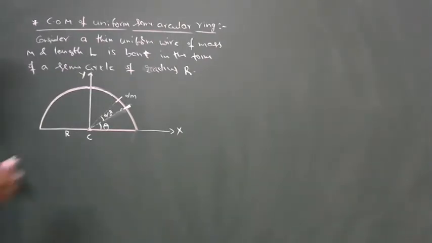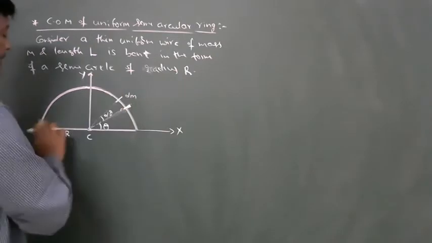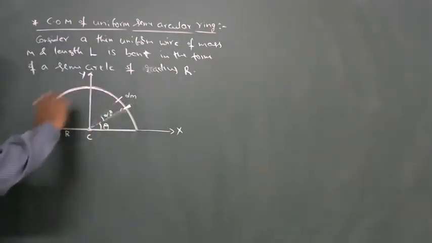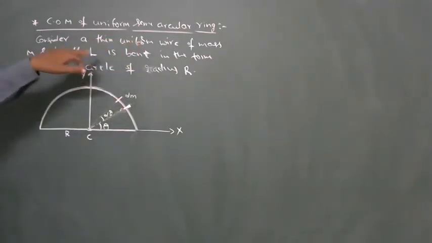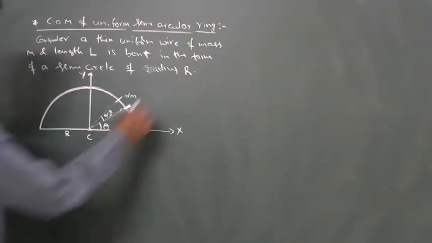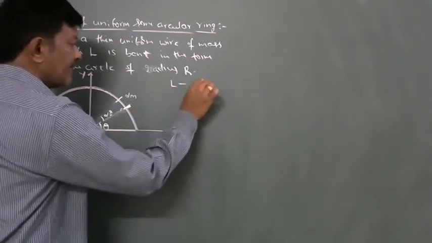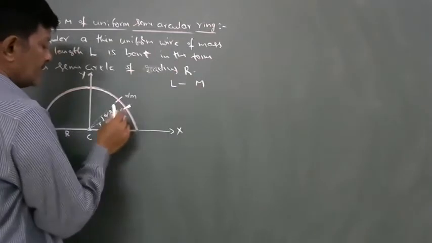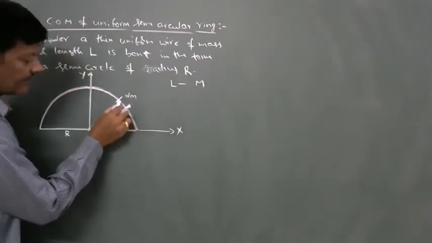Okay, understood now? For length L, this is the length of the ring, and mass is M.